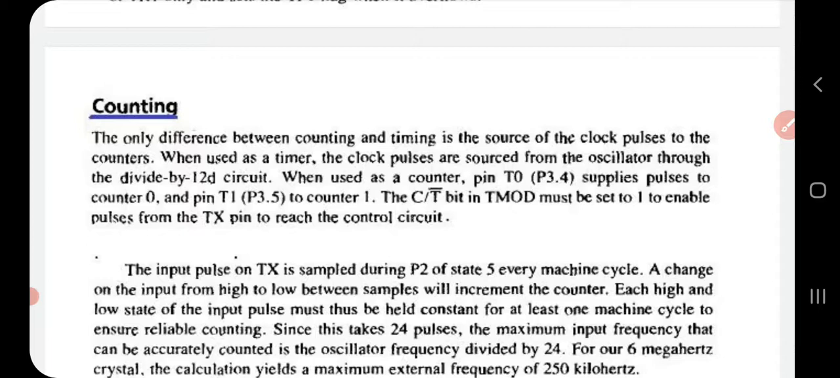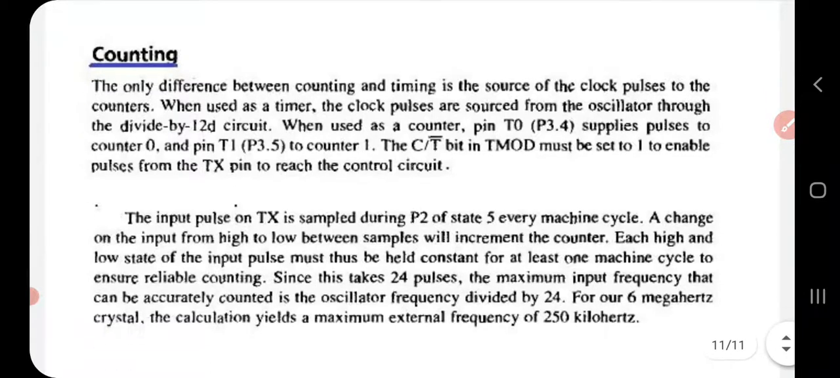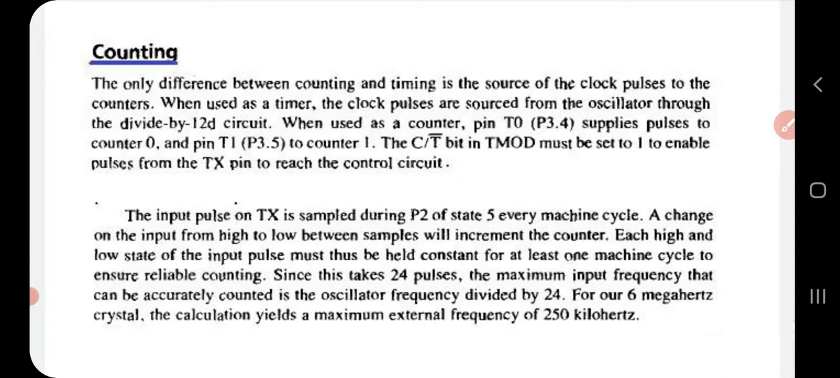Then the C bar T bar bit in T mode must be set to 1 to enable pulses from TX pin to reach the control unit. So that paragraph is enough for counting. The second paragraph, they are giving an example, that no need.